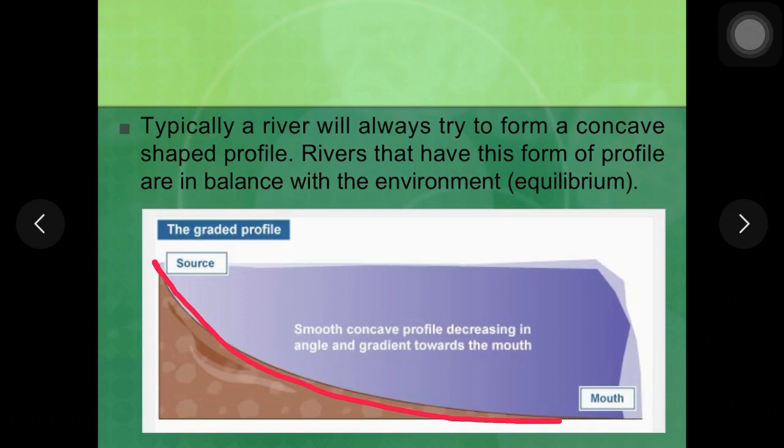Today's topic is confined valley fill deposits. In the previous tutorial, I covered delta distributary channels.